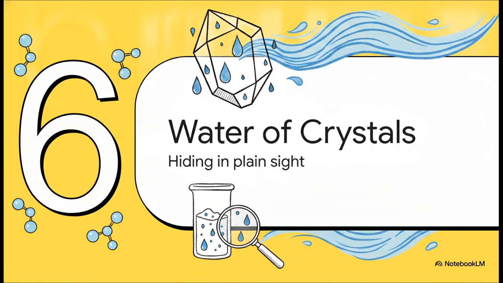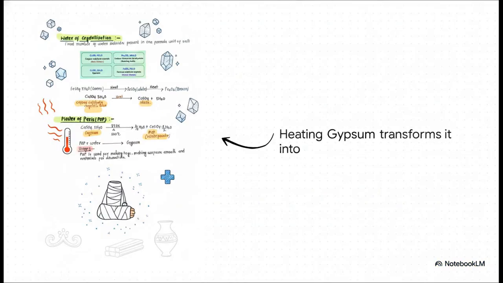And finally, Section 6. Water of crystallization. This is basically water hiding in plain sight. Certain salts actually have a fixed number of water molecules locked right into their crystal structure. Take gypsum, for example, which naturally holds 2 water molecules. But if you precisely heat it to exactly 373 Kelvin, it loses some of its locked-in water. It completely transforms into a white powder holding just half a water molecule per unit.